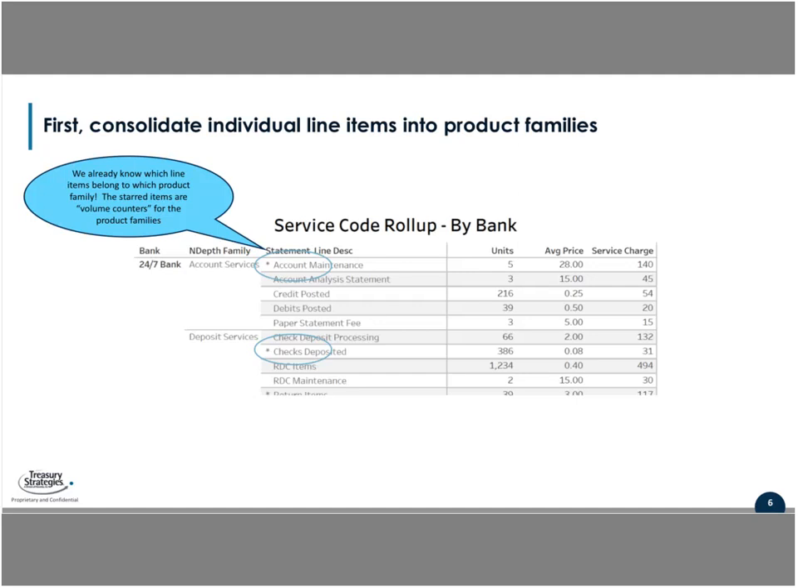We know for every bank, for every product family, what service codes they use that actually constitute volume counters. So in the chart that you're seeing here, for example, account maintenance in the account services product family has a star by it. That means it's a volume counter. And deposit services product family, the item check deposited has a star, which means it's a volume counter. So this is an example of how we apply the line items into the proper product family and identify the volume counter line items.